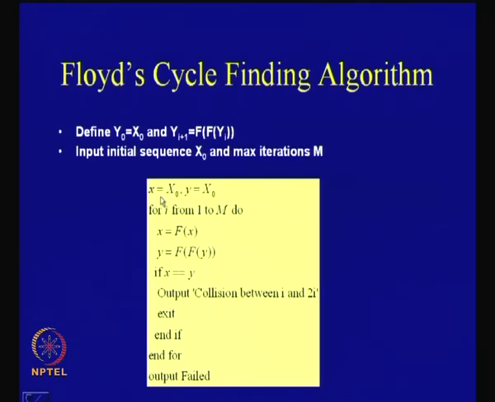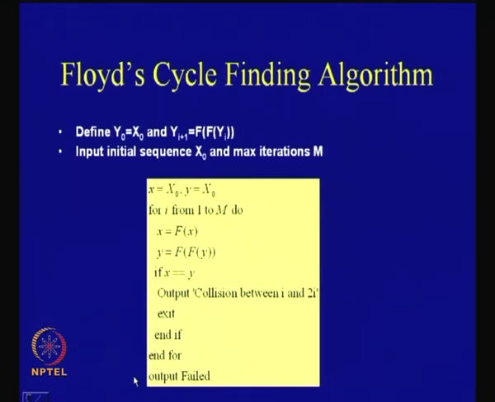So we start with x equal to x0 and y equal to x0. We start at the same point, and then for all the iterations up to the maximum value, we compute x equal to f(x), and we apply f twice for y, and we obtain the points. If we get a collision at some point, that is, if x and y are the same, then we say there is a collision between i and 2i, because if the x sequence is at point i, then the y sequence is at point 2i. Otherwise you say that there is a failure.